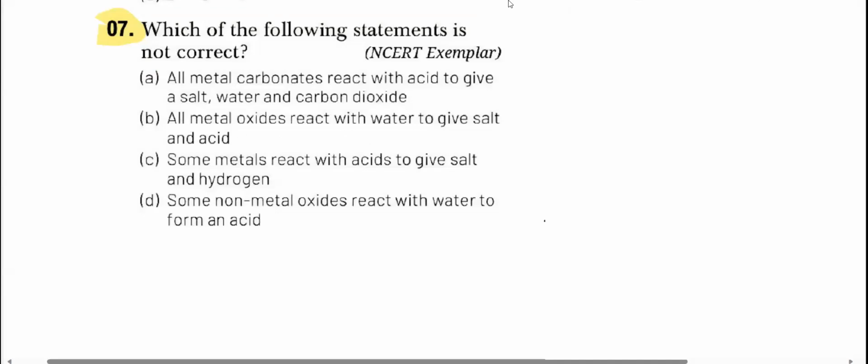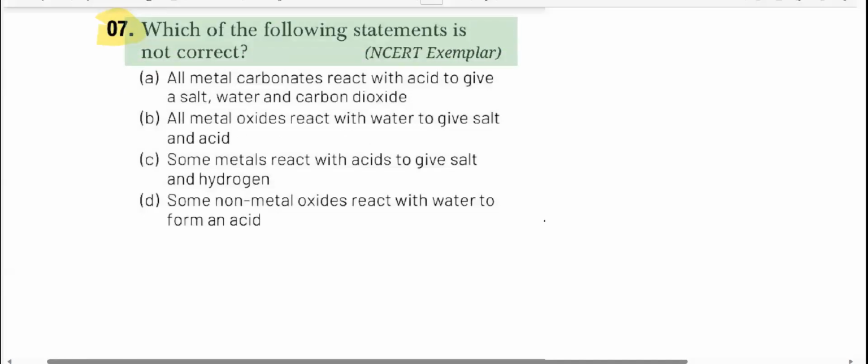This is an exemplar question. It says which of the following statements is correct. So we have to look for a correct statement here from question number 7. The first statement says that all metal carbonates react with acid to give salt, water, and carbon dioxide. You have to look for an incorrect statement, but this is a correct statement.